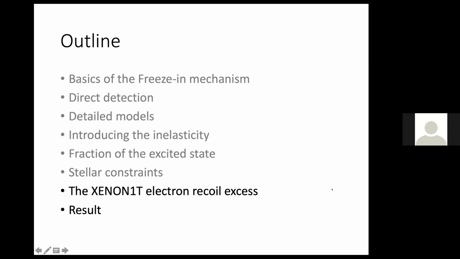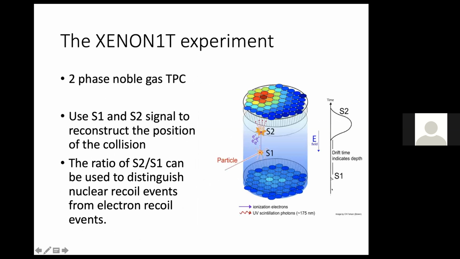Okay, so now let's talk about the XENON one-ton excess. What is the XENON one-ton detector? For this audience, I don't need to talk too much about it. Basically, it can detect 2 signals, one is S1 and the other is S2. They can use these 2 signals to distinguish if the signal is from electron recoil or nuclear recoil.